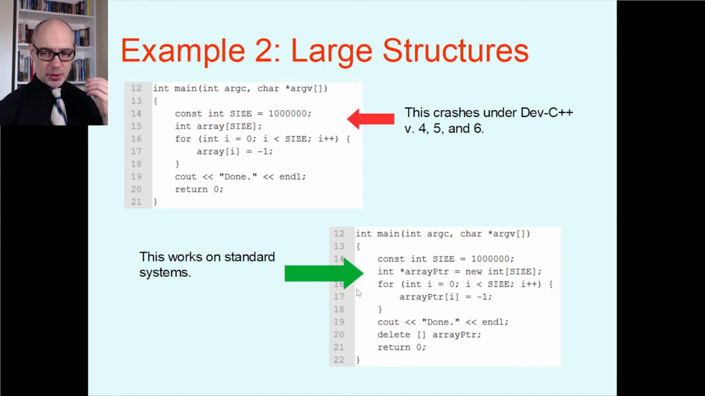So here is what's going to correctly work. I make a constant integer size, I set it to 1,000,000. I want a 1,000,000 size array. I'm going to use the new operator.